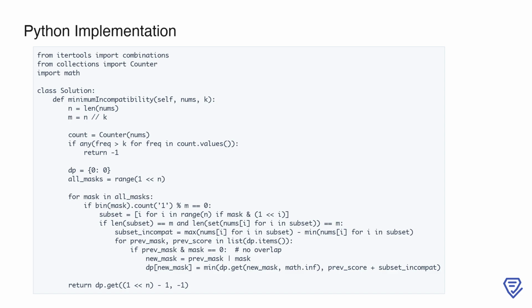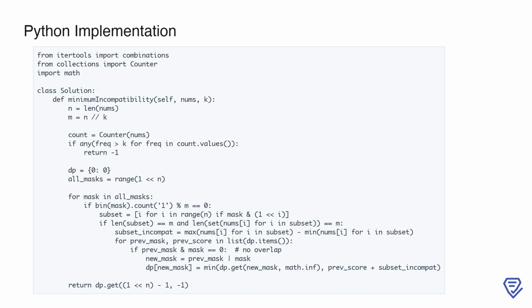3. Iterating over mask states. The algorithm iterates through all possible bit masks up to 2^n - 1, where each bit mask represents a subset of nums. A subset is valid if it contains exactly m elements and all elements are unique. 4. Subset incompatibility calculation. For a valid subset, the incompatibility is calculated as the difference between the maximum and minimum values of the subset. The algorithm then updates the DP state by combining the current subset with previous subsets, ensuring no overlap using bitwise operations.